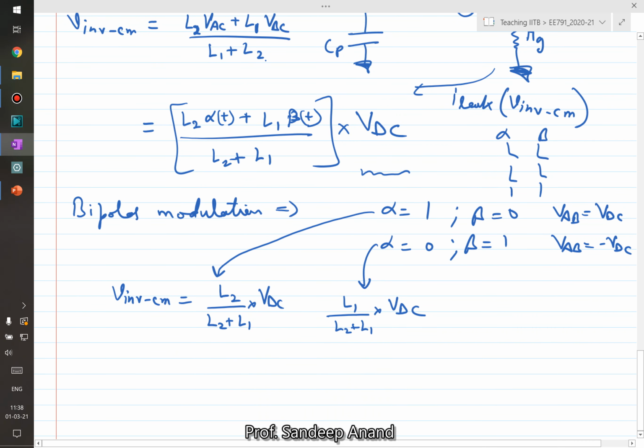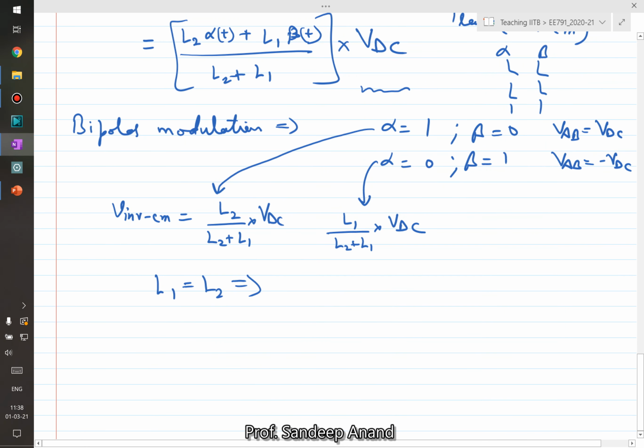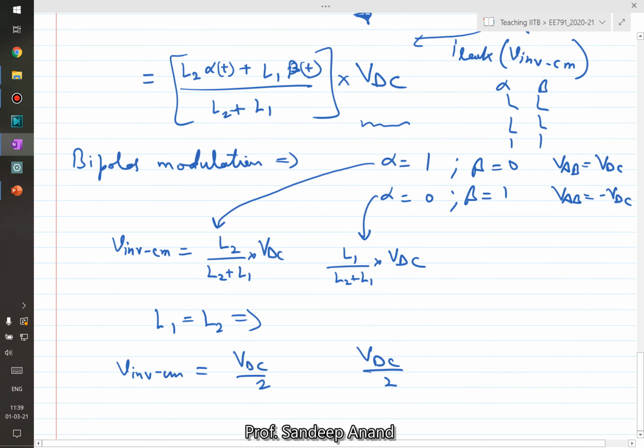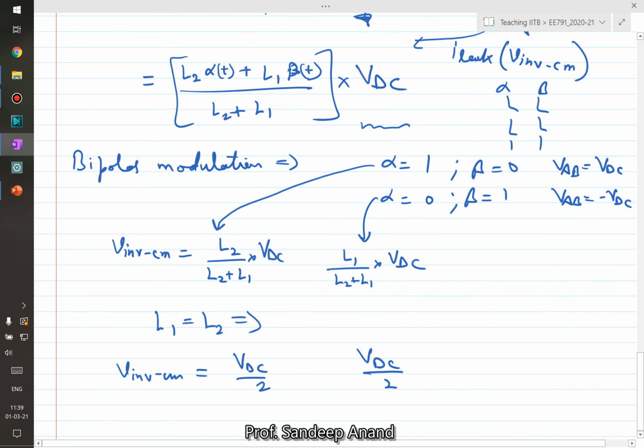And therefore, if you remember, I said that if you keep L1 equal to L2, both these expressions will be equal, that is, this expression will be equal to VDC by 2, and this expression will also be equal to VDC by 2. And thus, when you are switching between these two states, the inverter common mode voltage remains constant. That means the inverter common mode voltage is nothing but the DC value, right? And therefore, there is no leakage current because of the switching action.